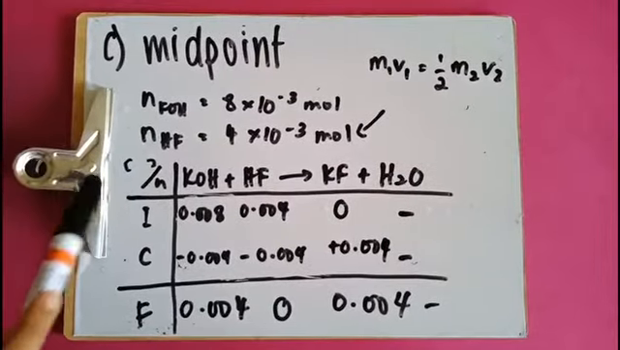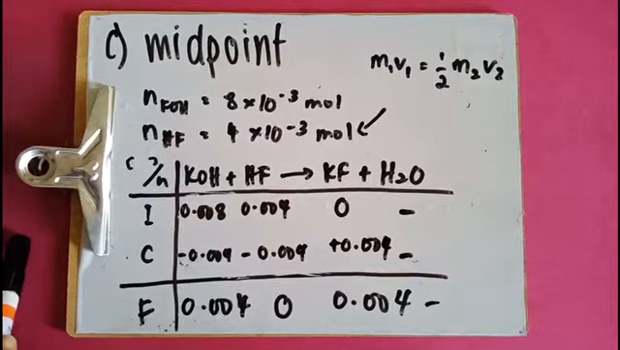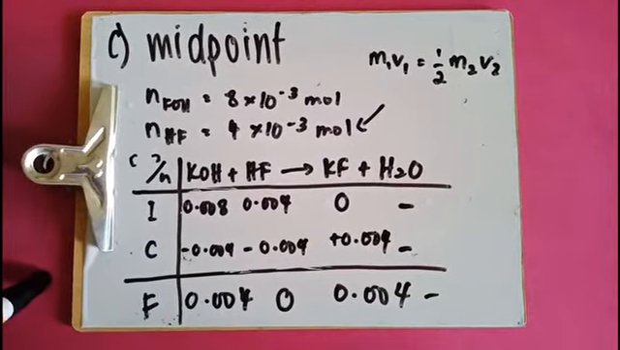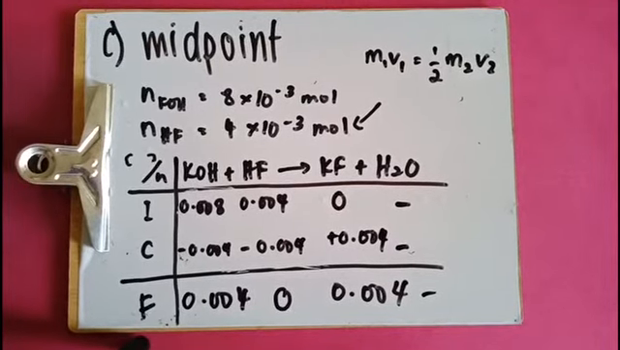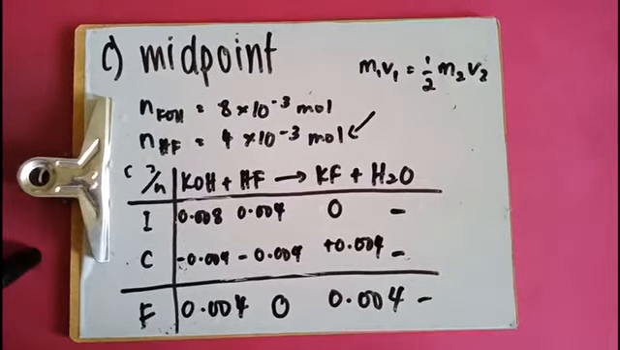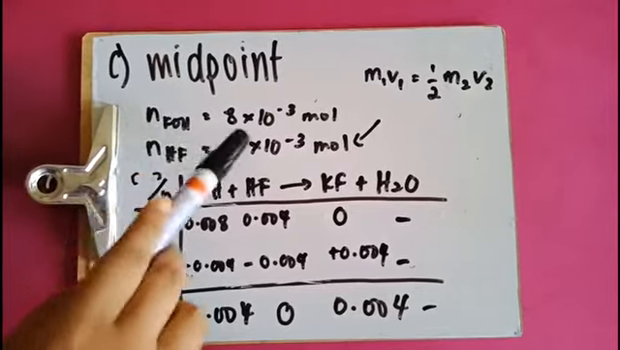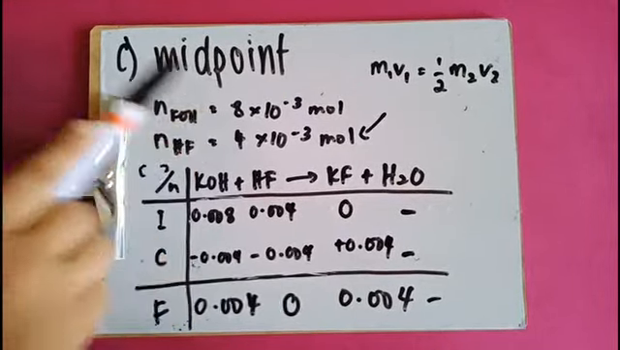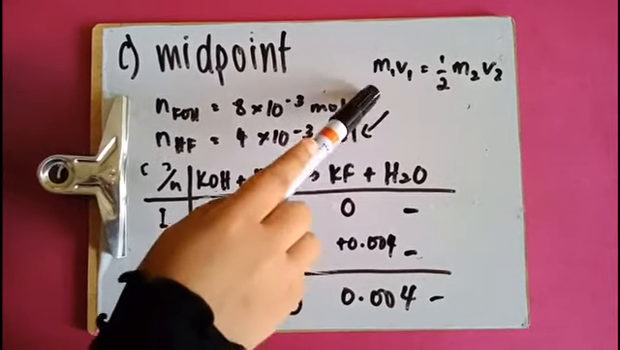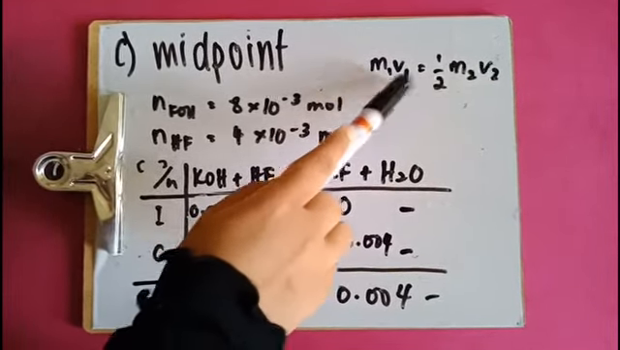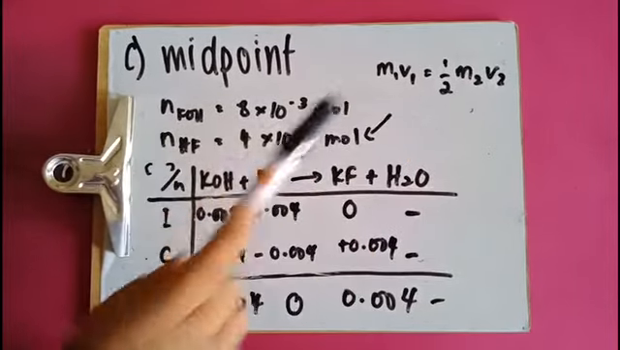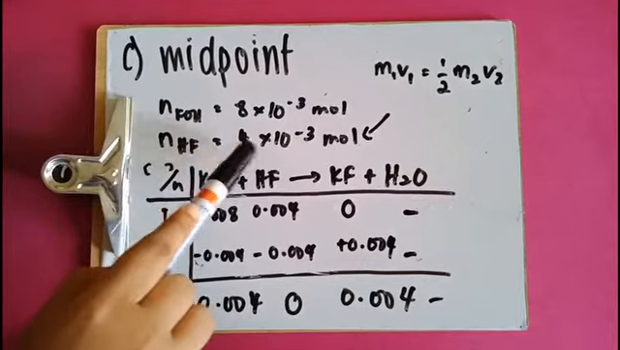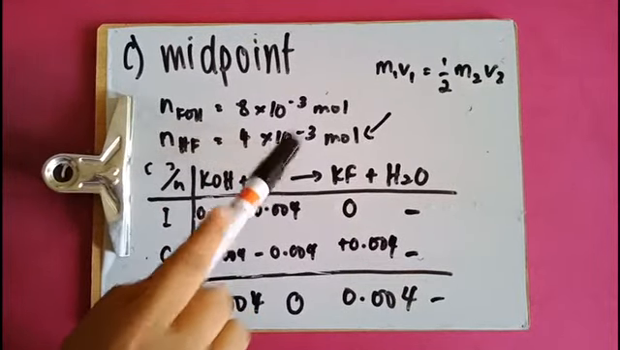Okay, so question C asks us for the midpoint of the titration. As usual, when the volume becomes additive, we have to use moles. So n of KOH is 8 times 10 to the power of negative 3. For the midpoint of the titration, it must be M1V1 equals 1/2 M2V2. So the half for n of KOH is 4 times 10 to the power of negative 3 mole.